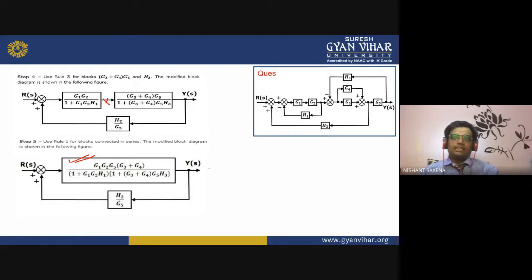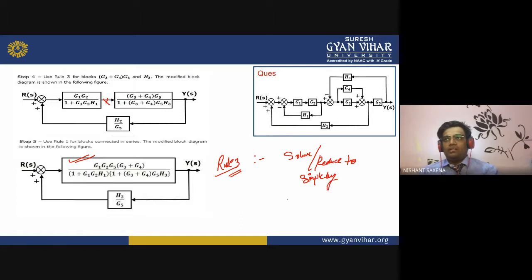Now only the last step remains, that is step number 6, in which we are going to apply rule number 3 again. What was rule number 3? It says that we have to solve or reduce to simple by applying the feedback block. Now let's see.